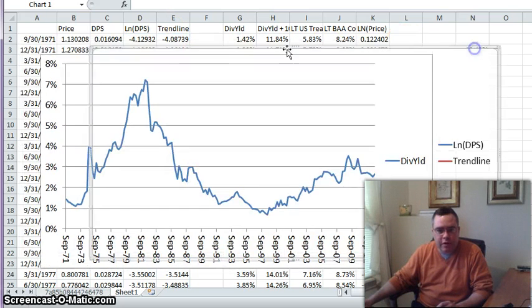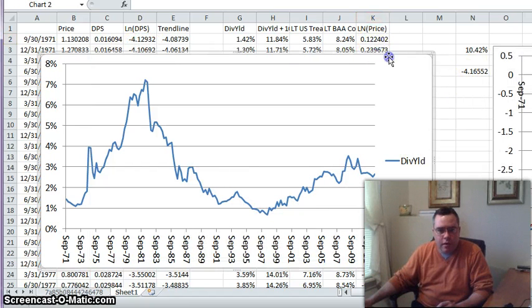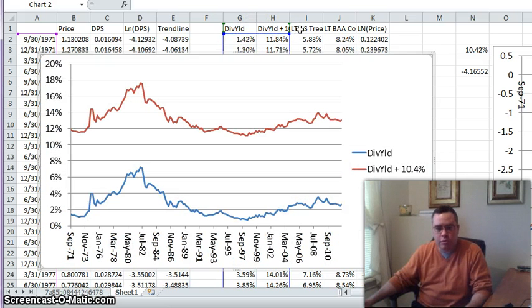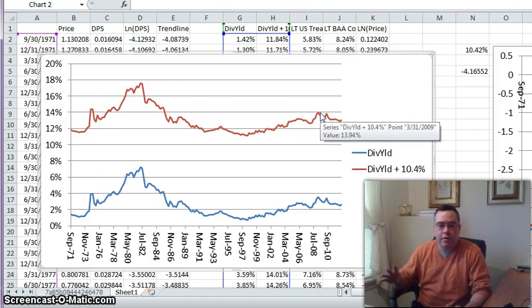Sorry, let me get this chart out of here real quick. Then you can add in your growth rate. This is just the Gordon growth model. It's the dividend yield plus my 10.42% a year. And then this red line up here, it's the dividend yield plus my 10.42%. That should be my Gordon growth model estimate of expected return.